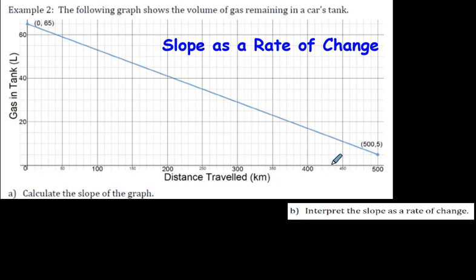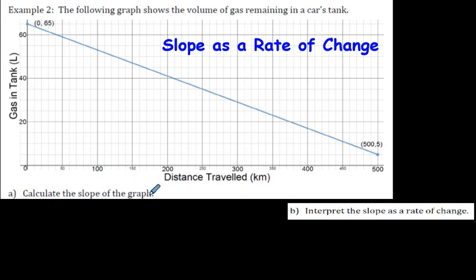But if you want to quickly go through another question, this time involving the volume of gas remaining in a car's tank. Obviously it's a negative slope, it's going downhill. And again, negative slopes, that's another video where I talk about slopes. So let's look at this. There are 2 questions here, and this is the last page we're going to do today.